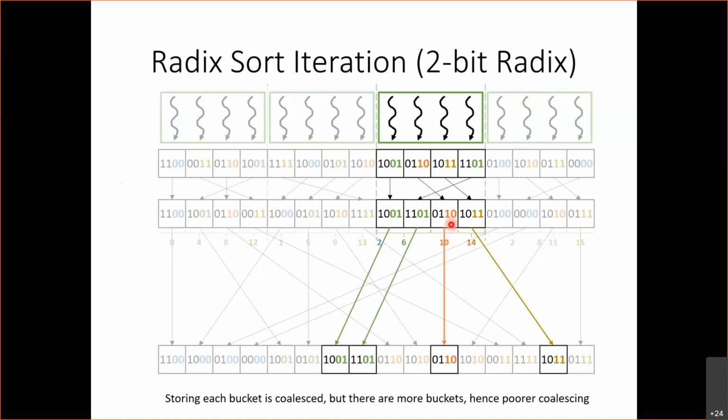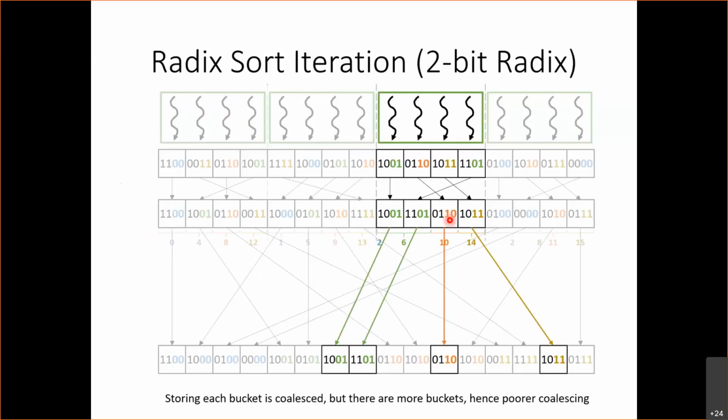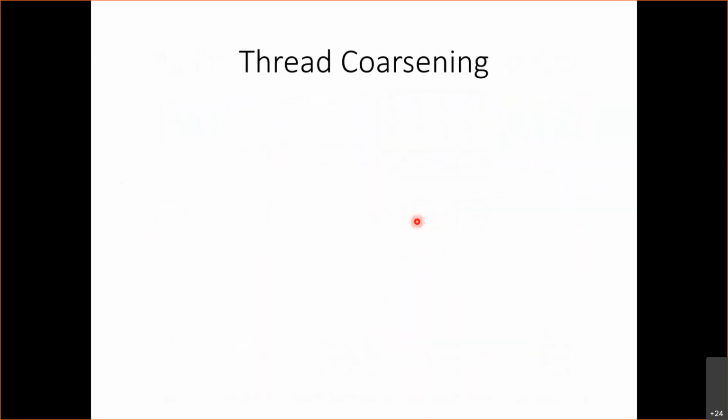So that's actually my next topic, thread coarsening. As you can see, by increasing the radix, we reduce the number of iterations, but we make coalescing worse. So obviously we're going to need to find the sweet spot: what is the best radix value that gives me a good number of iterations, but at the same time doesn't hurt coalescing too much.